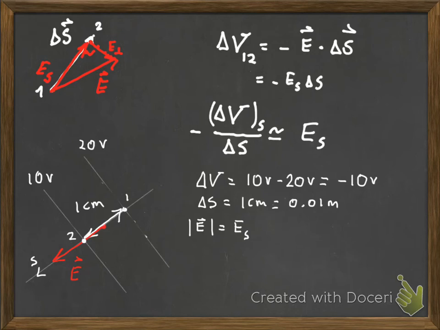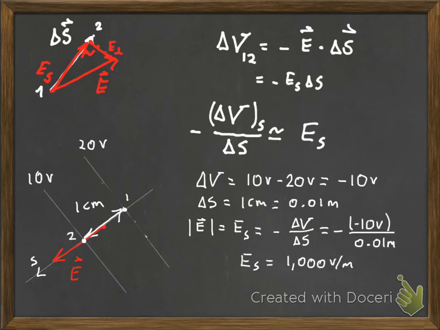The component of the electric field in the S direction is going to be the same as the magnitude of the electric field, because notice that we already picked the S direction to be the direction in which the electric field is pointing. So plug in the equation, minus delta V over delta S, and the delta V is minus 10, so minus minus 10 volts divided by 0.01, and that gives us an electric field component in the S direction of 1000 volts per meter, but that is the same as the magnitude of the electric field, 1000 volts per meter for this calculation.